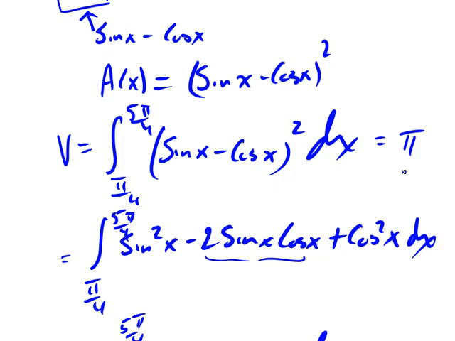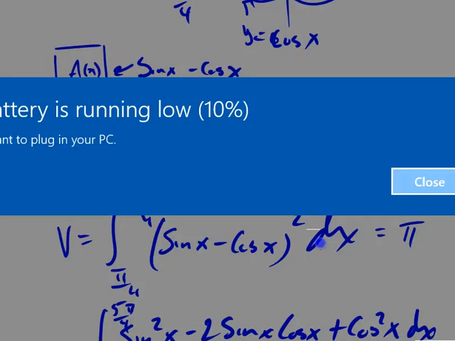Okay. So there are several questions like that in your homework. Sometimes the cross sections are squares, sometimes they're circles, sometimes they're triangles. In each case, you just got to figure out what's the distance across your region.